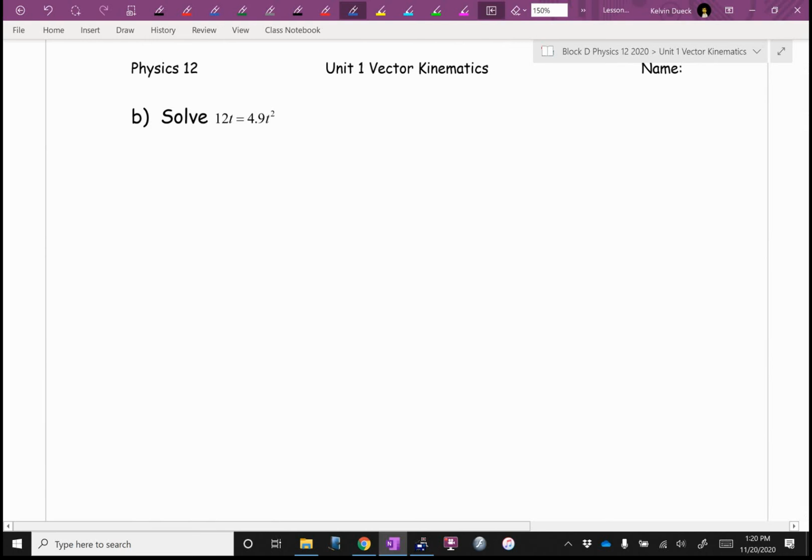What kind of an equation is this? It's a quadratic. How do I know just by glancing at it? It's got a square. Yep. To solve a quadratic, what's the first thing that I have to do before I do anything else? Make it equal to 0.